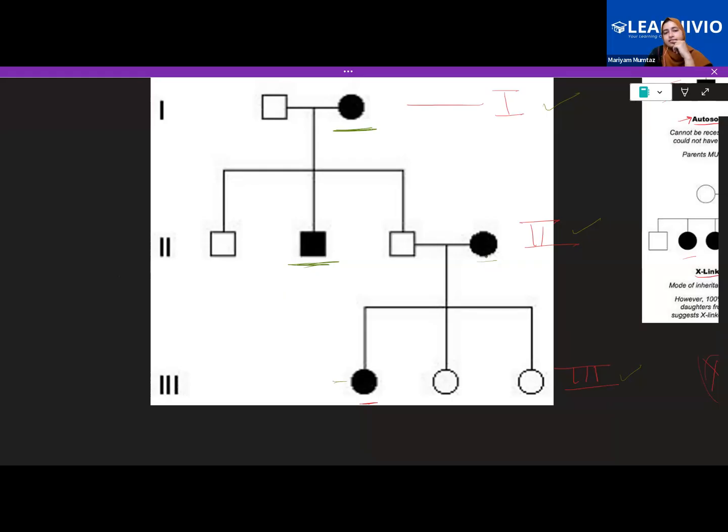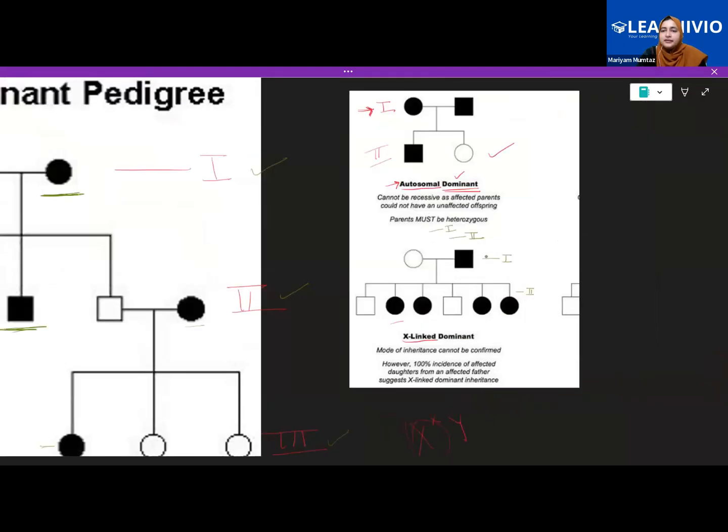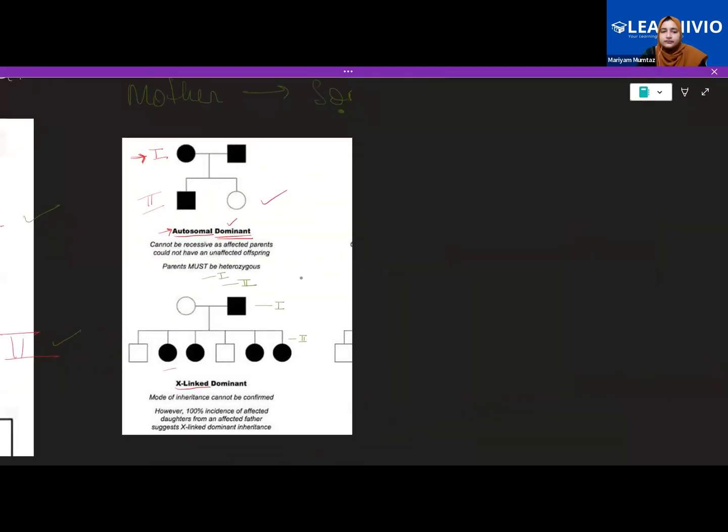How? Because every generation is affected. Like one individual is affected in every generation. No, that is for dominant. If individuals are affected in every generation, that will tell you that it is a dominant trait. Clear? For example, if you look at this one.